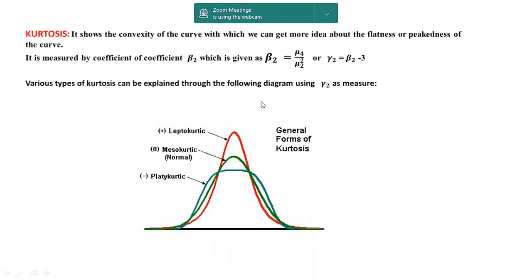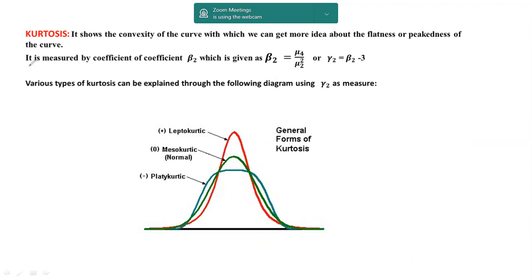So here is one example, which is about kurtosis. If you are studying the top tip of the curve, the height of the curve, then we say it is about kurtosis. It shows the convexity of the curve, with which we can get more idea about the flatness and peakedness of the probability density curve.